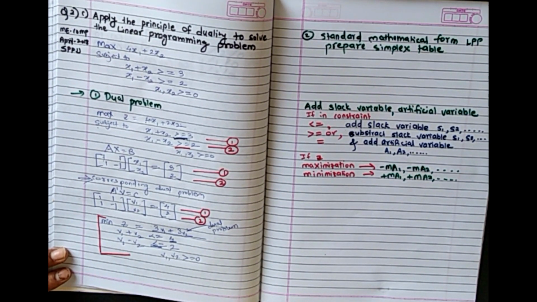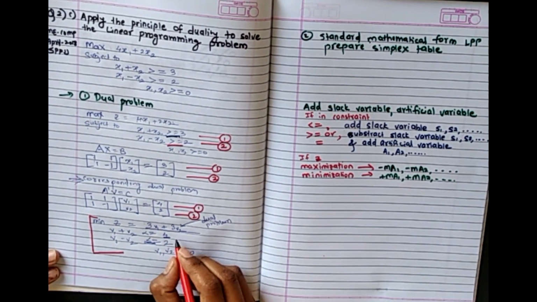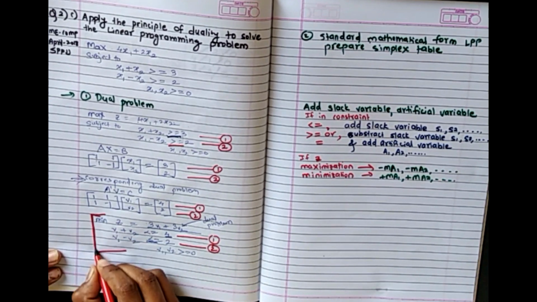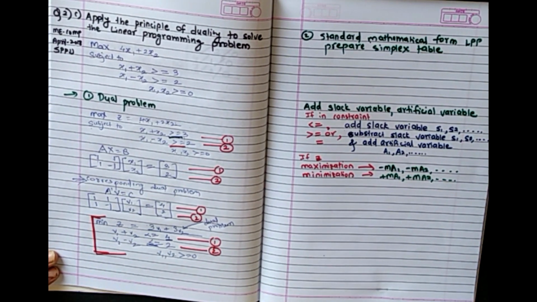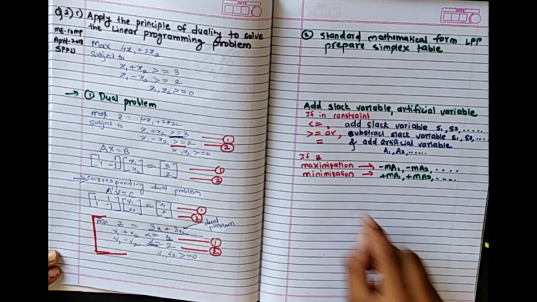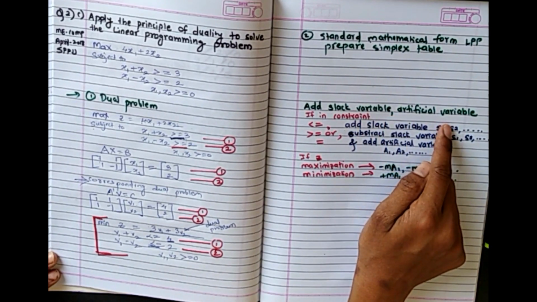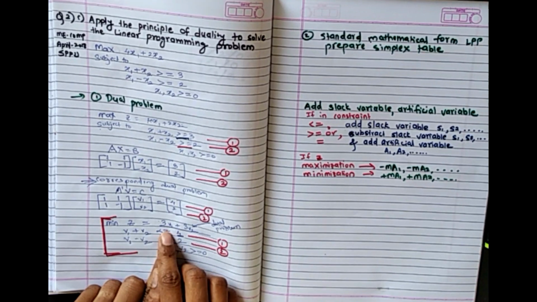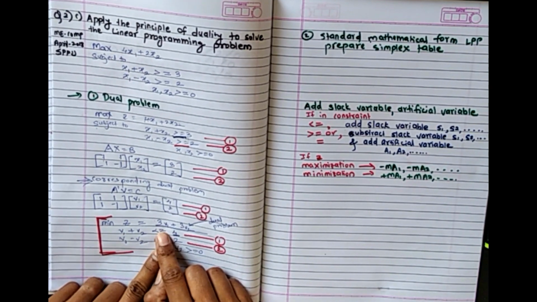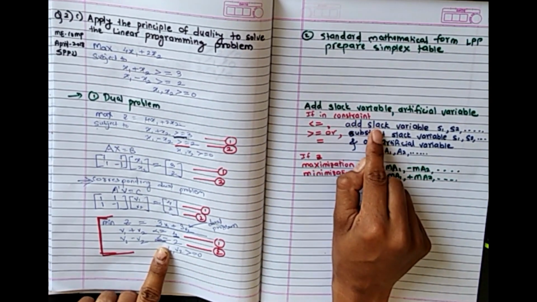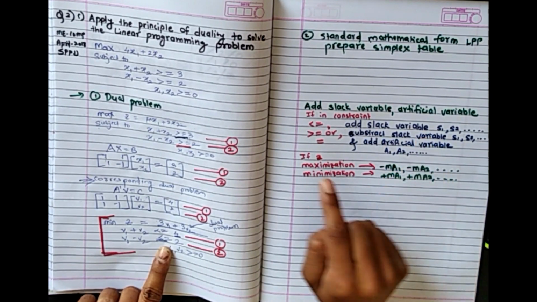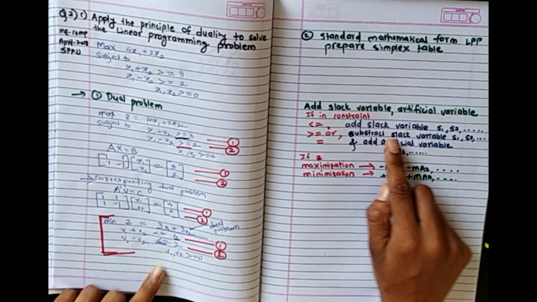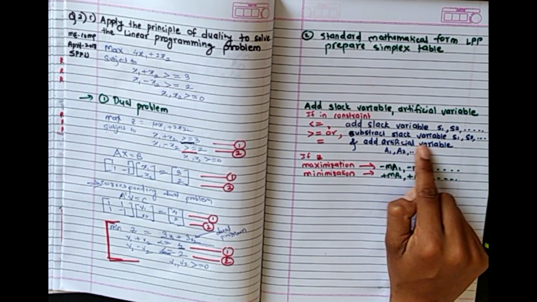Now first, this equation will be called a constraint. This is constraint 1 and this is constraint 2. Now the rule is, while you add a slack variable or artificial variable, you have to look at the symbols of the constraint equations. Now the symbol is less than or equal to. If the symbol is less than or equal to, we will add a slack variable, or if the symbol is greater than or equal to, or equal to, we will subtract the slack variable and add an artificial variable.